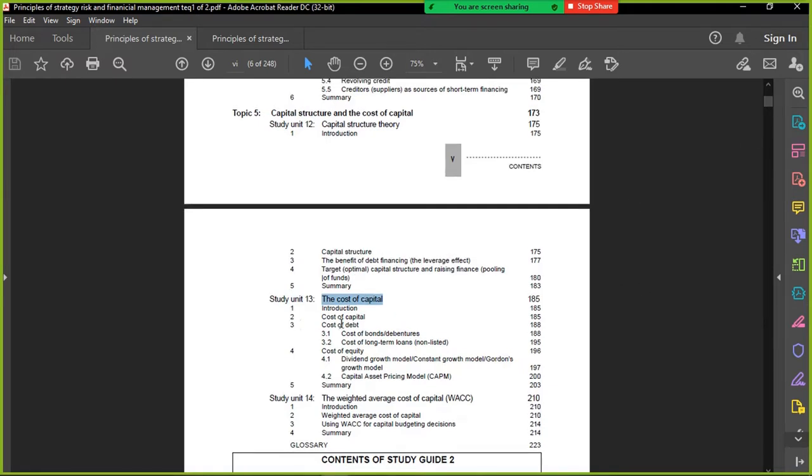You can obviously go and have a look at the textbook theory in more detail to give you a bit more depth. But I'm going to cover all of it as simply as I can, while covering the most important points. So, study unit 13 starts on page 185.